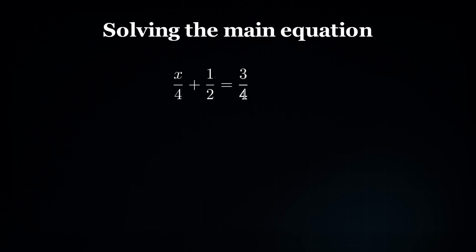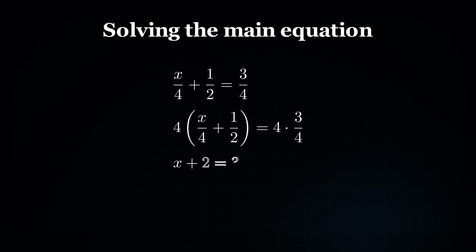Now let's solve the main equation. x/4 + 1/2 = 3/4. A common denominator is 4. Multiply both sides by 4. We get x + 2 = 3. Subtract 2 from both sides. The solution is x = 1.